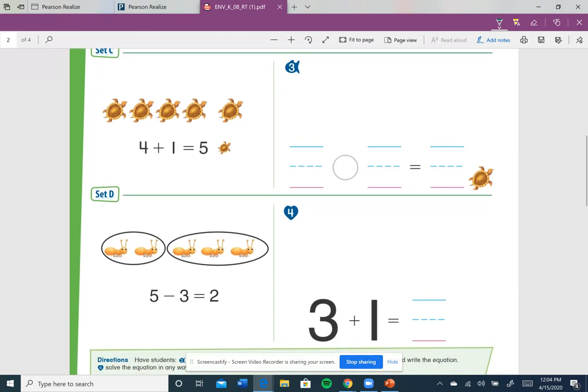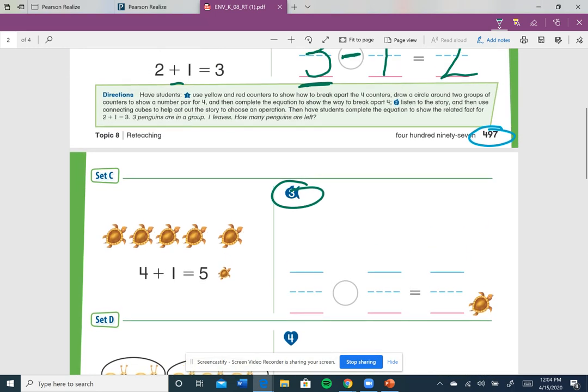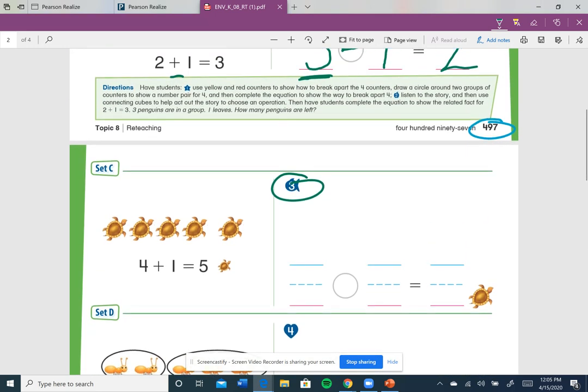Now, we're on number 3. You can flip your page over. Look at that. We are flying. And it says, number 3, have students tell a story for 4 minus 3. Then have them draw a picture to show their story and write the equation. So you need to tell a story 4 minus 3. Okay? I'll write the equation for you.